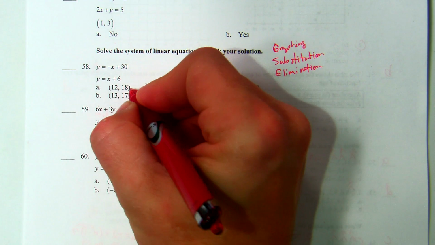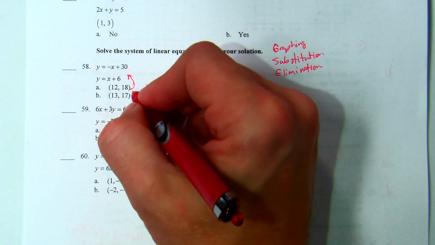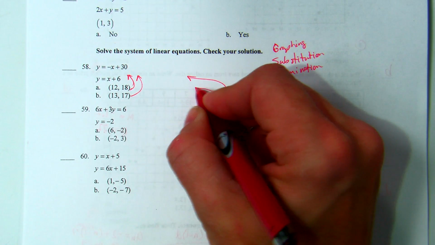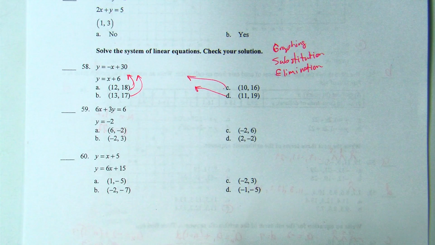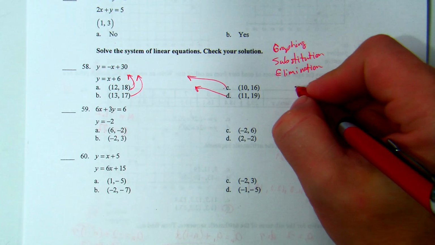And we could just plug in this value and see if it works for both equations. If it doesn't, then we mark it out and we try that value. And then we try that value. And then we try that value just like we did on 56 and 57. So there's multiple ways to find these values.